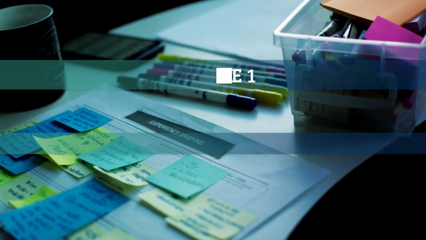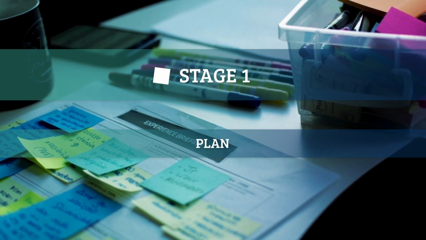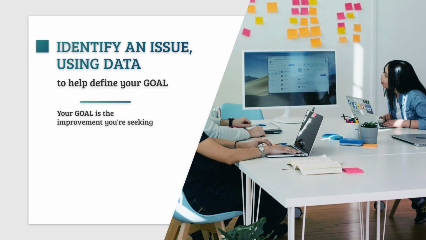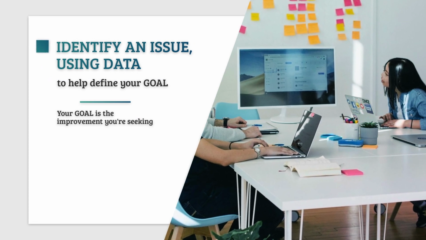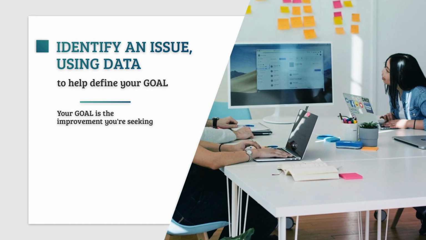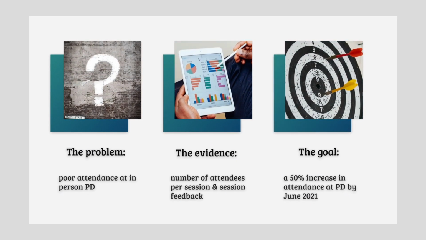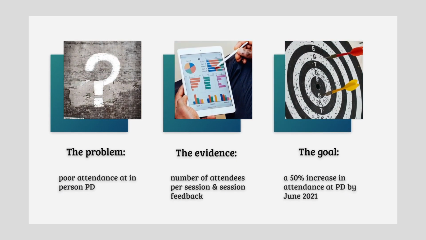This is the most important stage of your PDSA. Take the time to do the planning and the rest will follow. First, identify an issue using data. This will help you make a statement about what goal you're trying to accomplish. What's the improvement you're seeking? Using our PD example, the goal would be a 50% increase in attendance at PD sessions by June 2021.